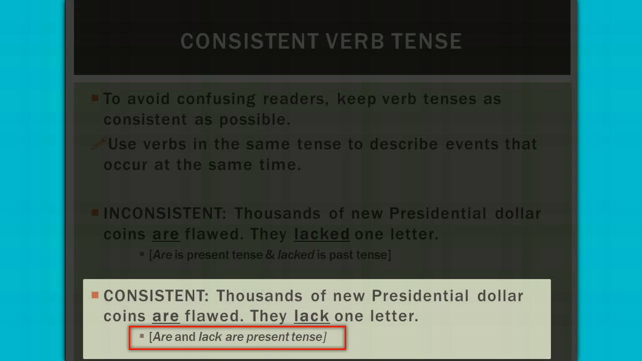Next, there is an example of consistent verb tenses. Thousands of new presidential dollar coins are flawed. They lack one letter. "Are" and "lack" are both present tense verbs.